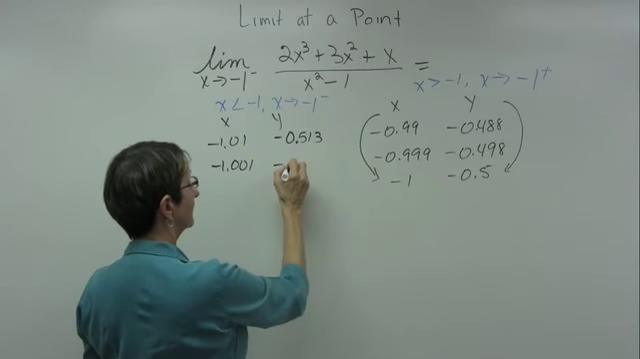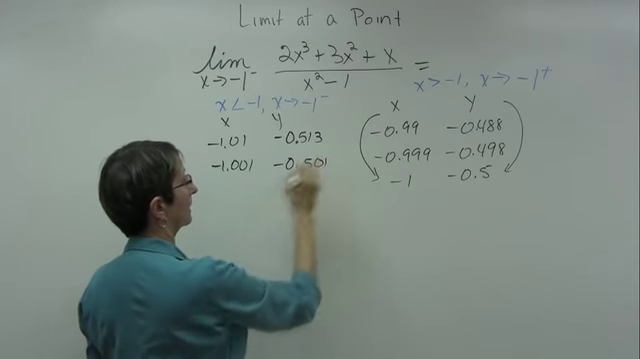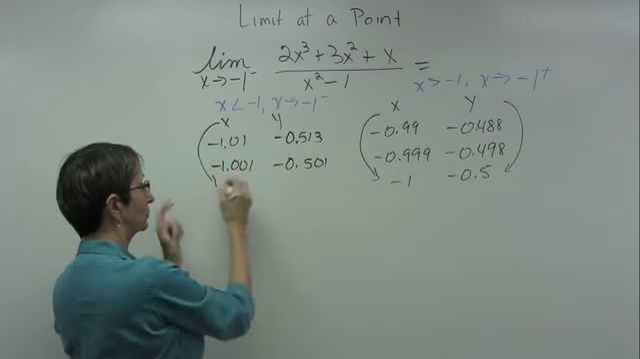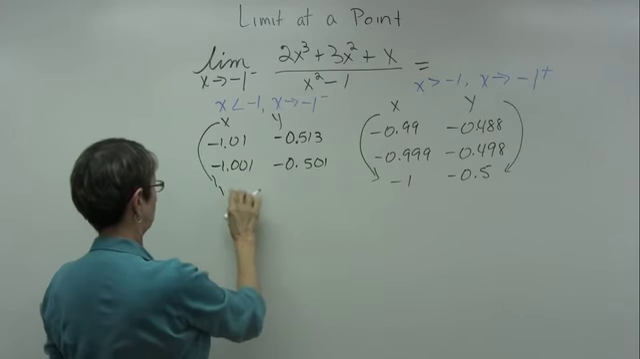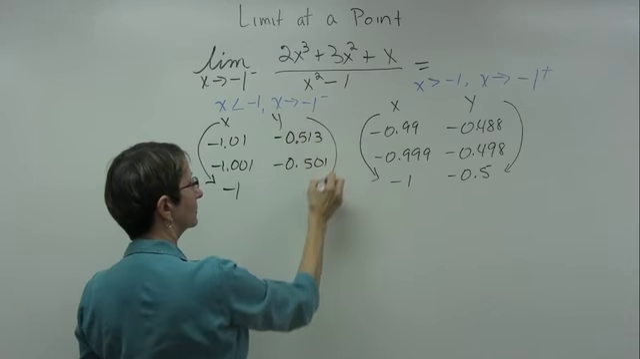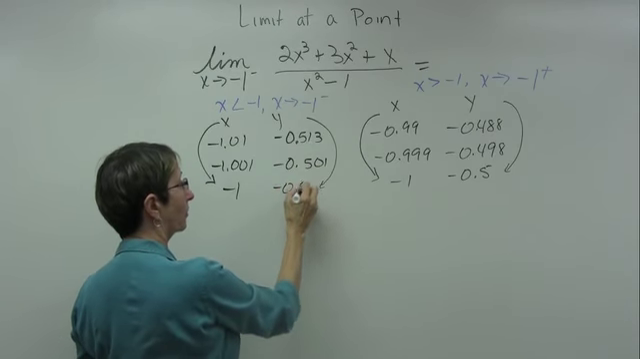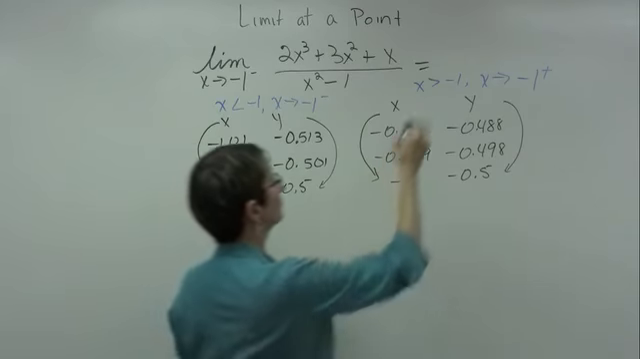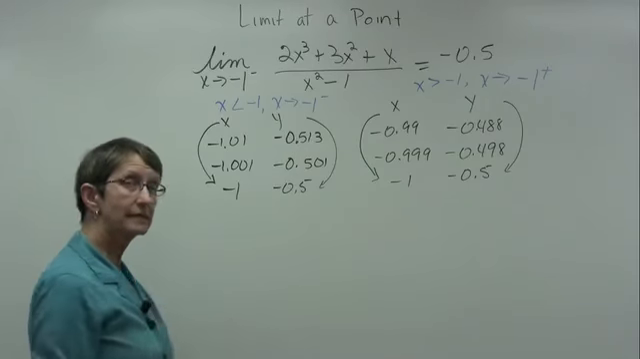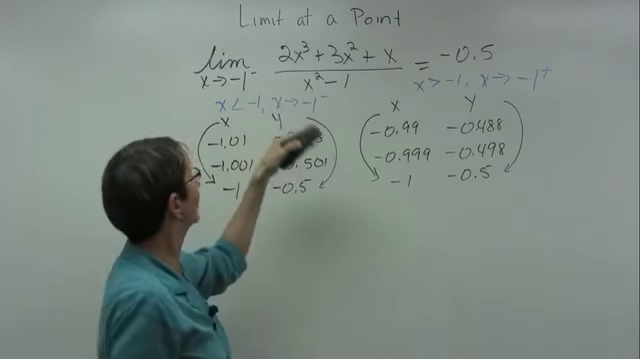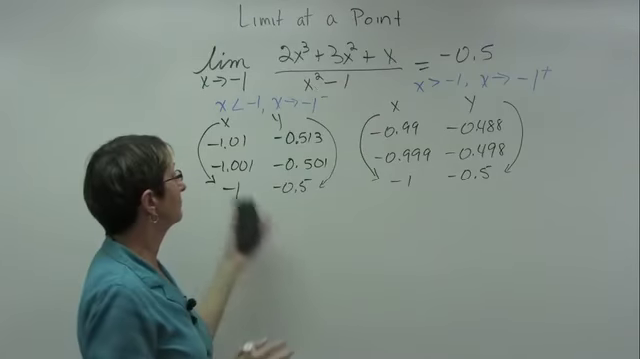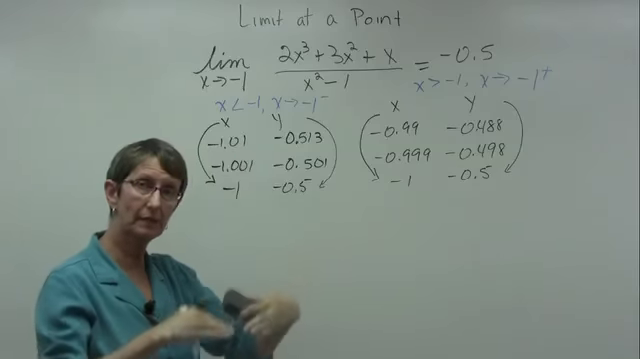And if I plug in down here, -1.001 for every x gives me -0.501. Well, here again, our x's were getting closer and closer to -1. And the y values still look like they're getting close to -0.5. So if I have the limit as x approaches -1 on the left, I get the same number. Now what that tells me is that if x approaches -1, the limit is -0.5. If you get the same thing from both sides, that's what the limit is equal to.